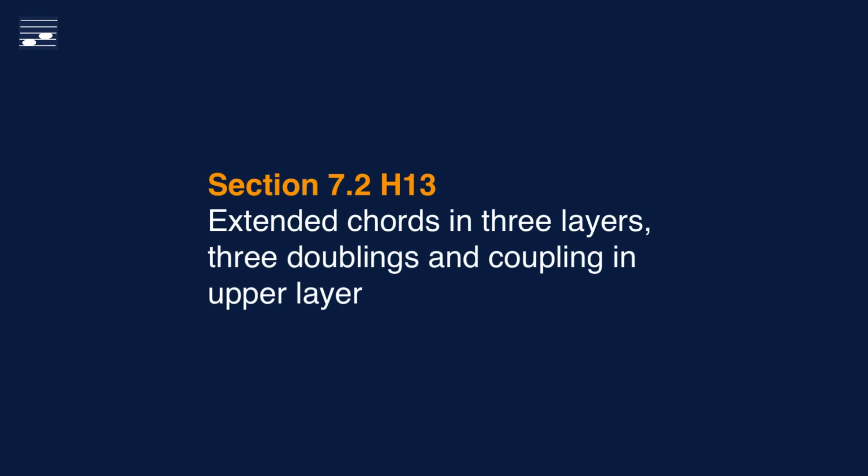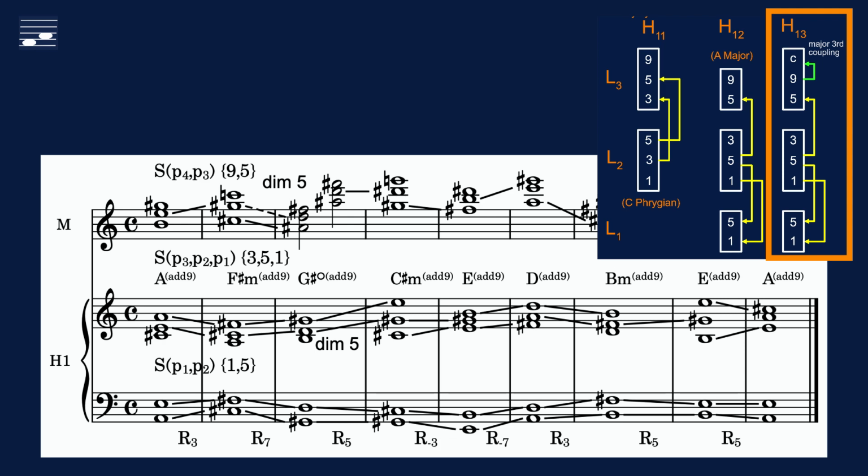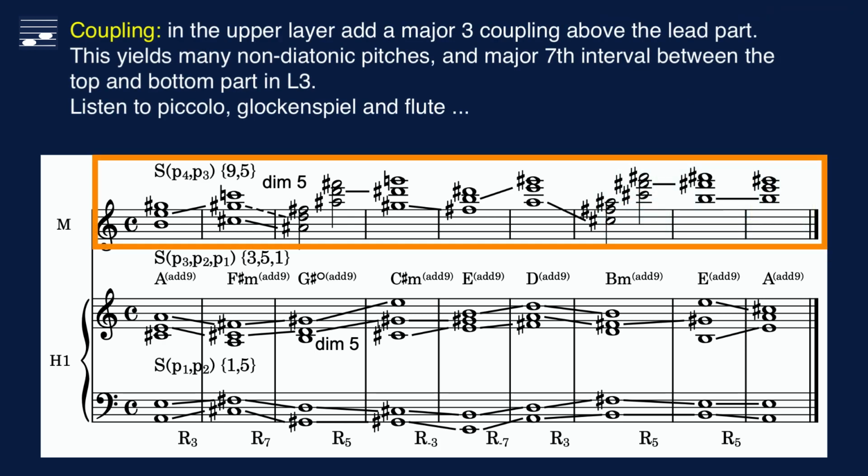We modify the previous example by adding a coupling. The diagram shows this coupling to the existing lead part. The score shows the parallel major third above the original lead part. Listen to woodwinds and glockenspiel performing this coupling.